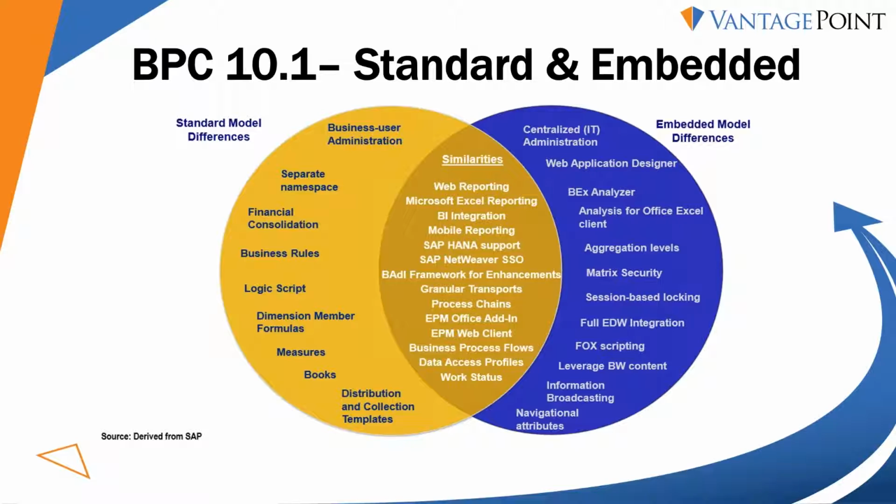So if you go around the curve of the blue versus the orange, you'll see it's fairly consistent. Some of the naming constructs are different. Some of the storage of data constructs are different. Calculations are different in the standard model versus how they're done on the embedded model.